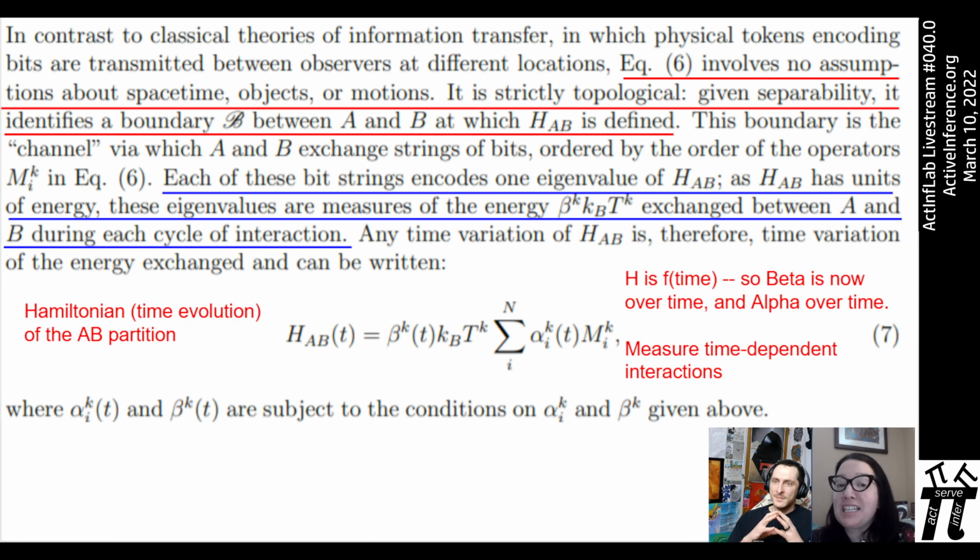So going back to that same equation 6, I thought that this was important. It involves no assumptions about space-time, objects, or motions. It is strictly topological. Given separability, it identifies a boundary, fancy B, between A and B, at which the energy interaction, physical interaction between A and B is defined. So I guess that would be like a space. Well, it's not space, it's not time, it's an energy interaction, HAB.